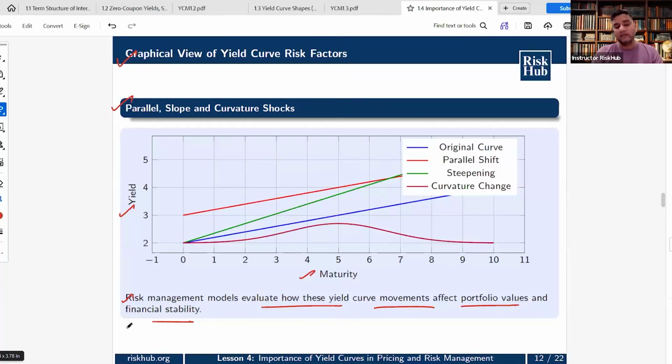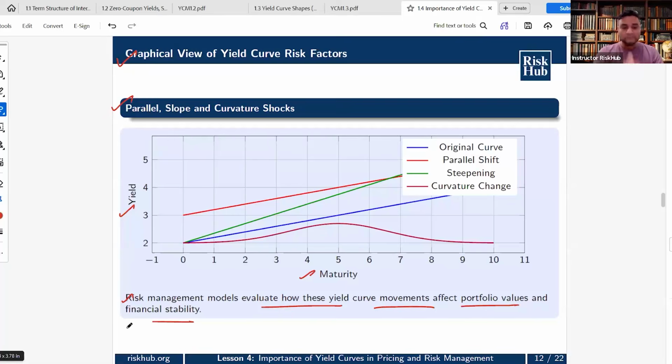One clarification I'll add here is the chart shows only one direction of each move. Each shock has a mirror image. A parallel shift can be down. A steepening has a matching flattening, and a curvature change can push the belly down instead of up. Also, the steepening here is a bear steepener where long rates rise and short rates fall. A bull steepener, where short rates fall further than long rates, produces the same slope change with a different level effect. So slope change and level change are separate factors and can occur together, right? Please keep that in mind.